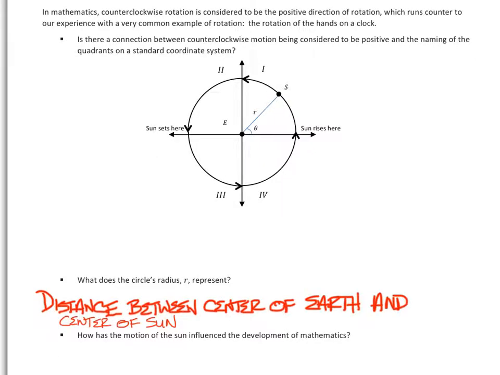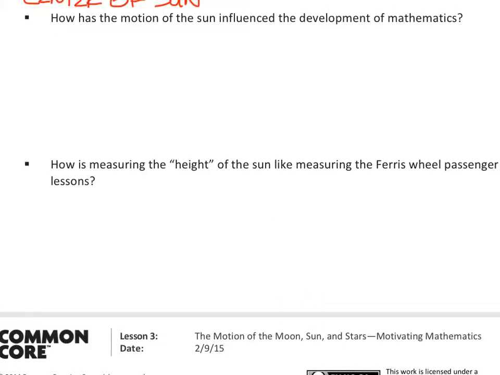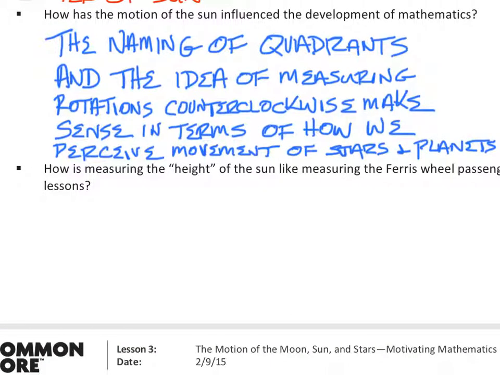What does the circle's radius represent in this diagram here? The distance between the center of the earth and the sun. We went over that. Now, how has the motion of the sun influenced the development of math? The naming of quadrants and the idea of measuring rotations counterclockwise, in a sense, in terms of how we perceive motion of stars and planets.